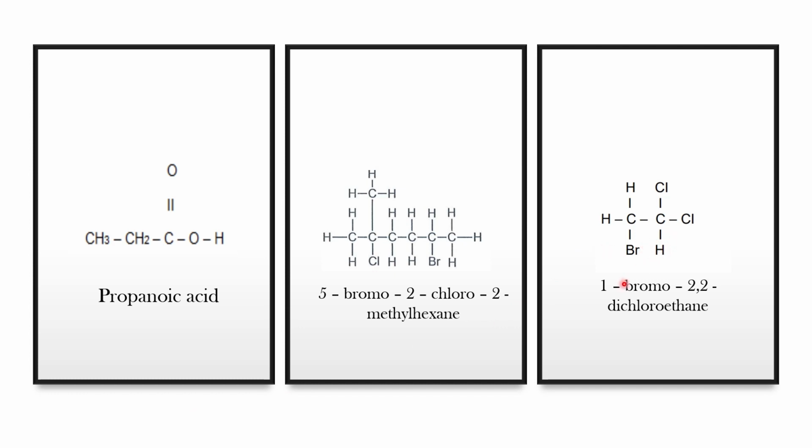The last one is 1, 2. Ethane. There's a Br and a Cl. The Br sits on the first one, so it'll be 1-bromo. Then there's 2 Cl, so it'll be dichloro, and it sits on the second one. Thus, 2,2-dichloroethane.